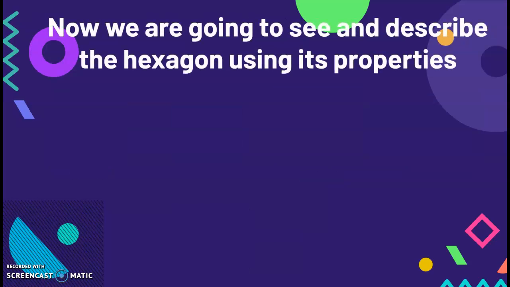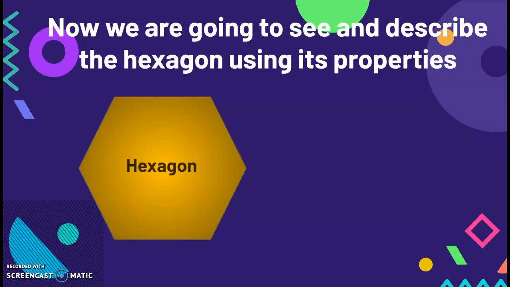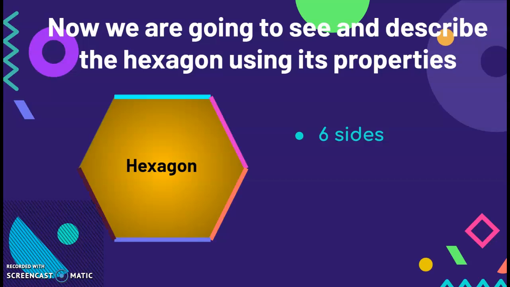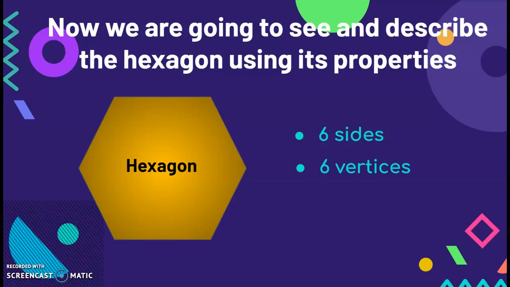We are going to move on and we're going to see and describe the hexagon using its properties. What is a hexagon? Look at that. The hexagon has 6 sides. 1, 2, 3, 4, 5, 6. The hexagon has 6 vertices. 1, 2, 3, 4, 5, 6. And the hexagon has 6 angles. 1, 2, 3, 4, 5, 6.